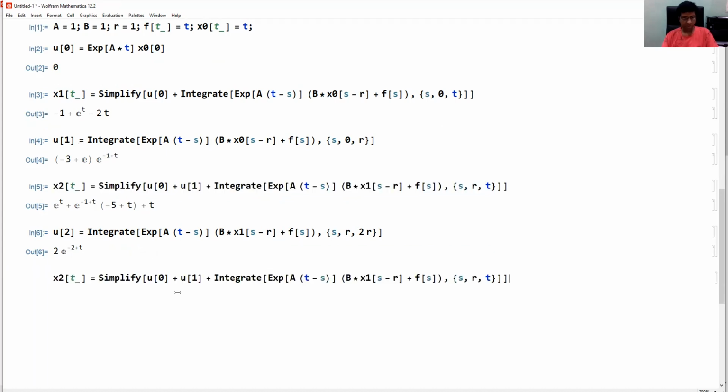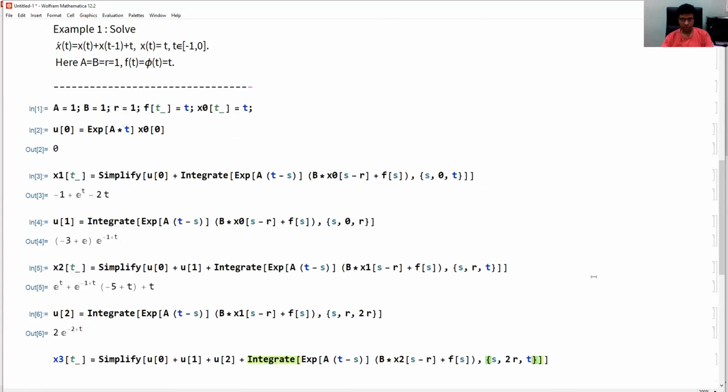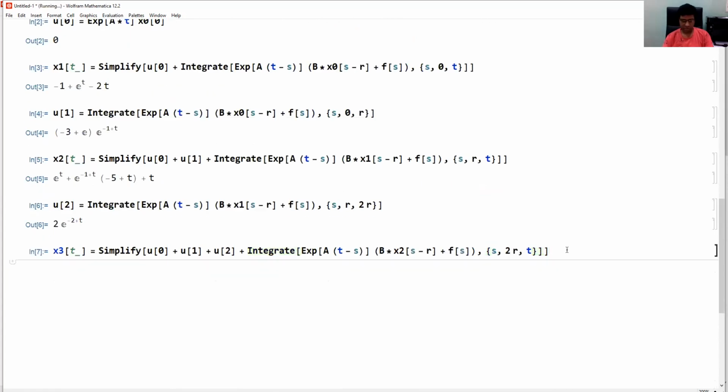All these things are really very compact if we use a for loop. So there is a pattern. Here we can define x3 of t to be, simplified, u of 0 plus u of 1 plus u of 2, plus here this should be x2 and the limit should be from 2r to t. Fine. And we can continue this procedure.